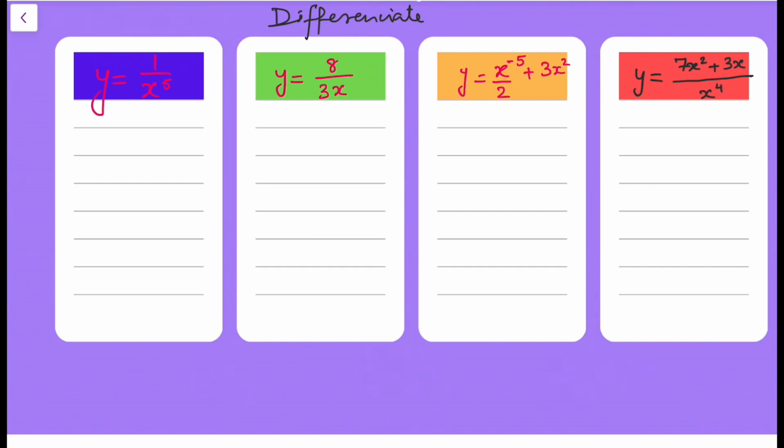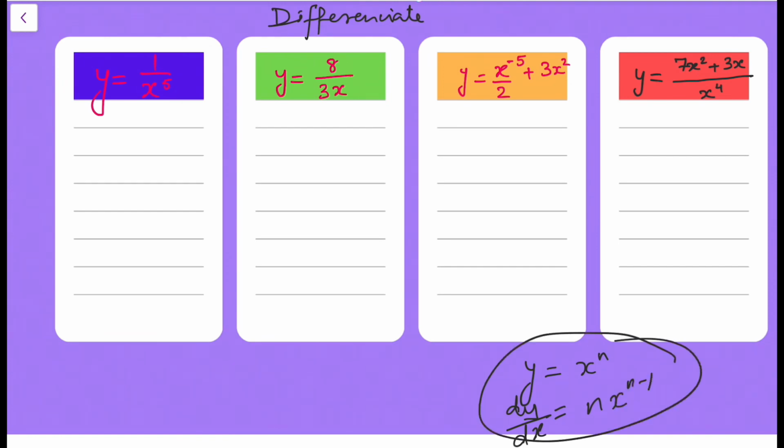these fractions today. Okay, so we know that when y is equal to x to the power of n, dy over dx will be equal to nx^(n-1), and we'll have to use this formula today, right? So when we have y is equal to 1 over x to the power of 5, we can write this as x to the power of minus 5, right, using exponent's law. So now the question becomes y is equal to x to the power of minus 5, right?